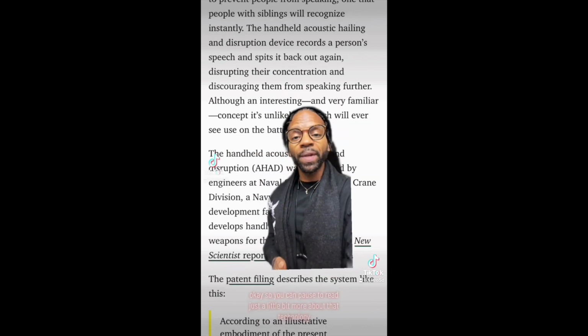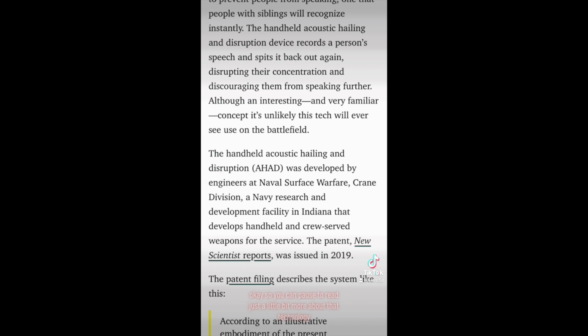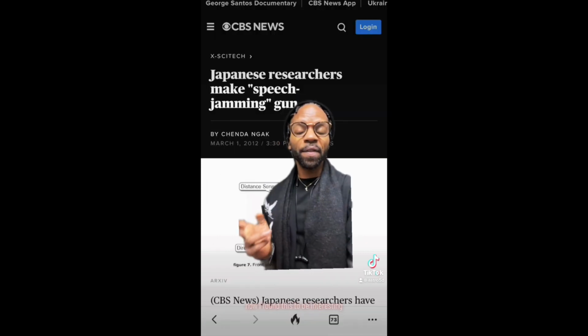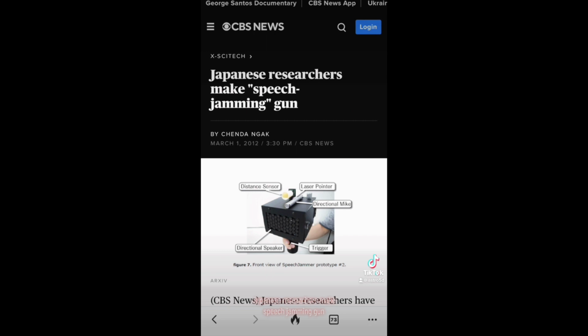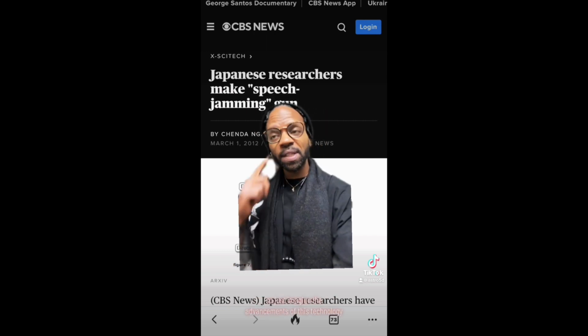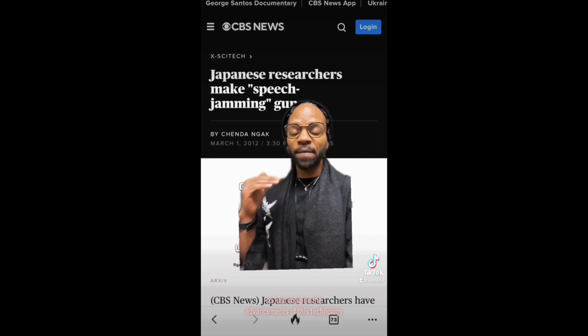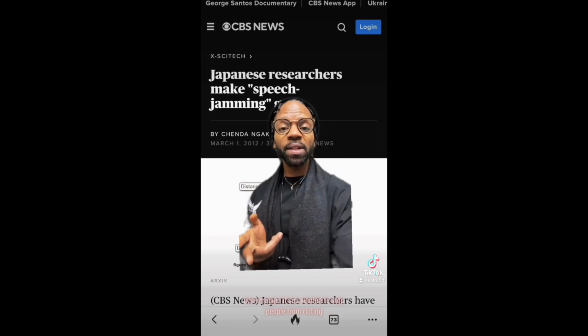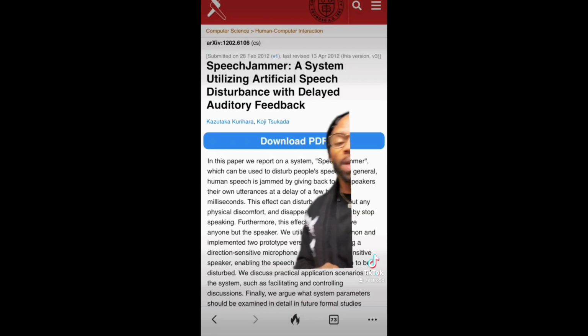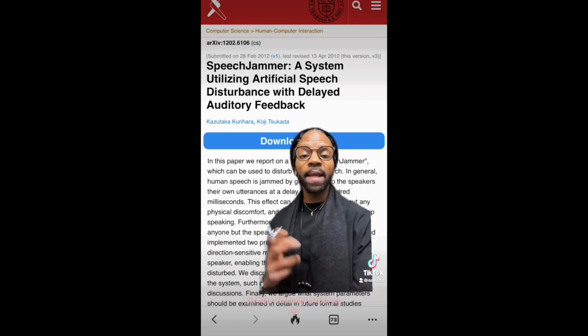Okay, so you can pause to read just a little bit more about that technology developed by the Navy. Now, I found this to be interesting. Japanese researchers make speech jamming gun. That was done in 2012, so just imagine the advancements of this technology now. Imagine if you wanted to stop people from rioting. You get where this is going. This is by Cornell University, Speech Jammer, a system utilizing artificial speech disturbance with delayed auditory feedback. Yet more technology to hush you up.